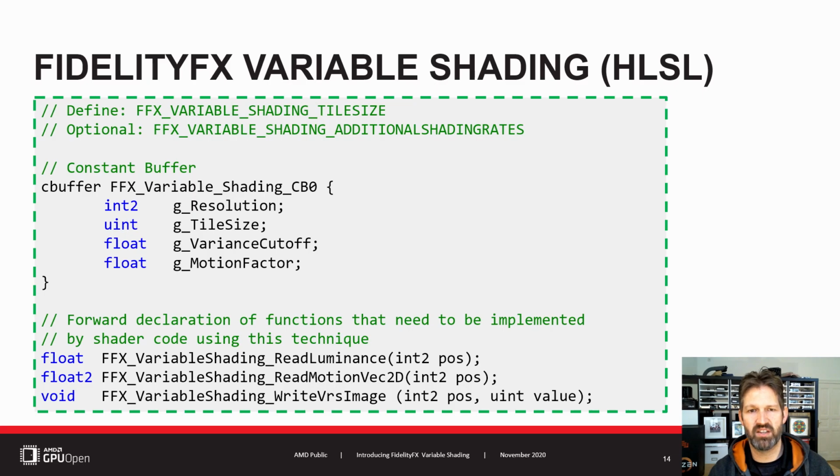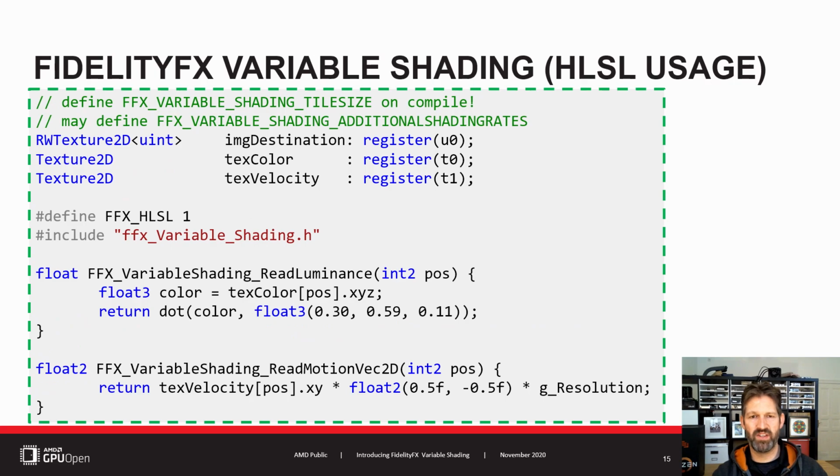Both versions of the shader use the functions readLuminance and readMotionVectors, which are only defined and not implemented. Those need to be provided by the title using the effect. On this slide you see the shader generating the VRS image in the sample. It defines a UAV, which is the VRS shading rate surface the shader is writing, two textures, one containing the previous frame's color and one containing the motion vectors, and two functions.